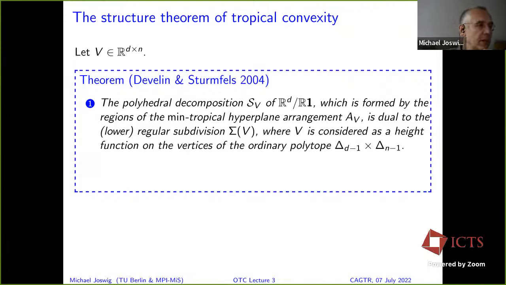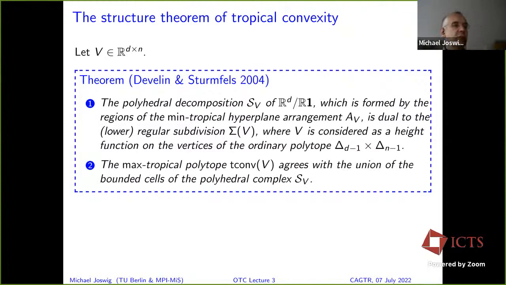It's not a mistake. And so why is this related to tropical convexity? Well, you can find back the tropical polytope that I produce as the tropical convex hull of the columns. I can find it back as a union of cells in this polyhedral decomposition SV. All right. And this is the structure theorem of tropical convexity, and this is the difference to max-plus linear algebra, because this is something that got unnoticed before, and this is the game changer for this kind of math.